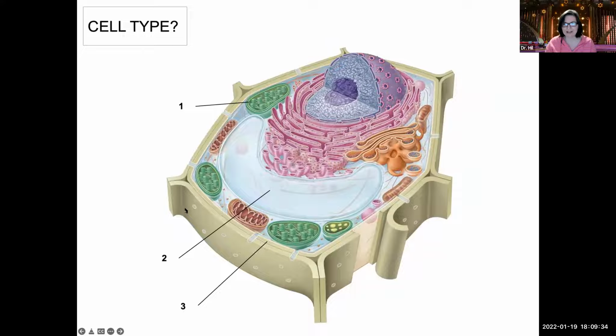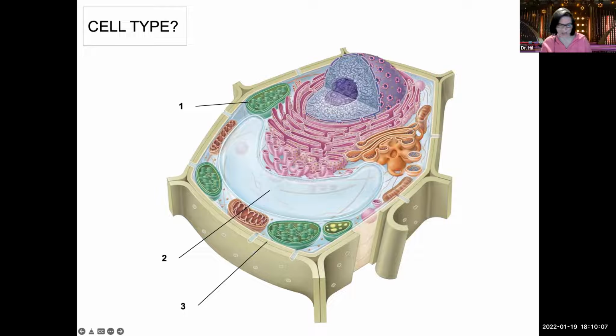Okay, now we're in a different cell type. What cell type are we in? Put it into the chat. Good job. Yes, you guys, it is a plant. Raise your hand if you can say why you knew it was a plant. I suppose it could also be an algae cell. How do we know? Raise your hand.